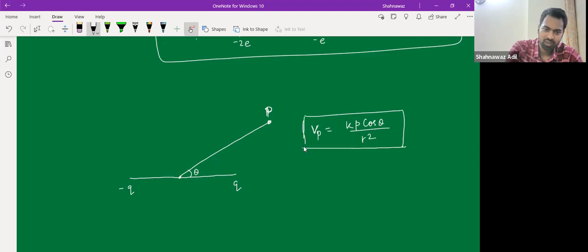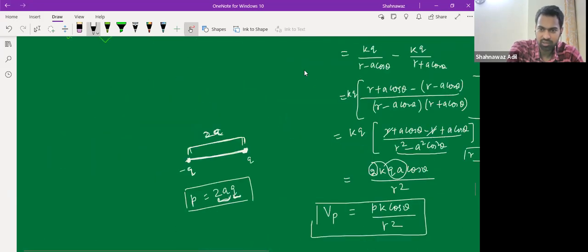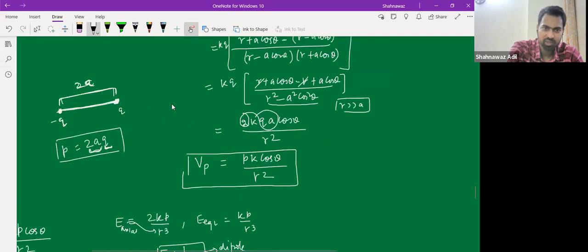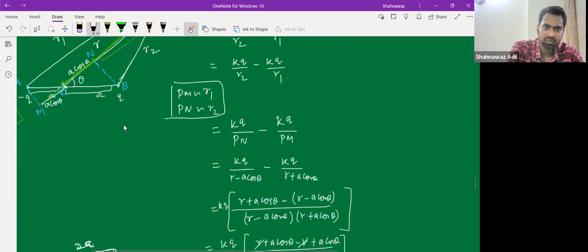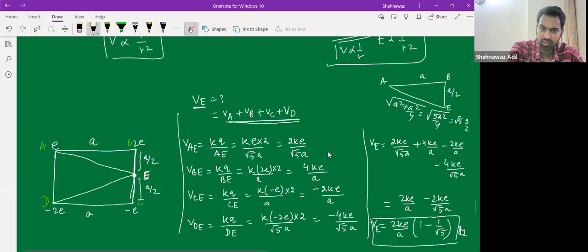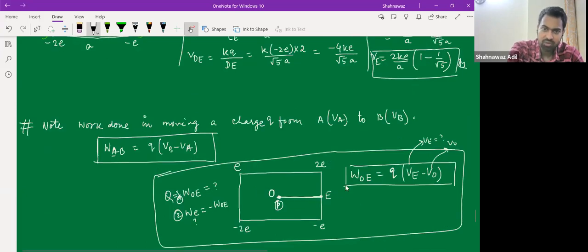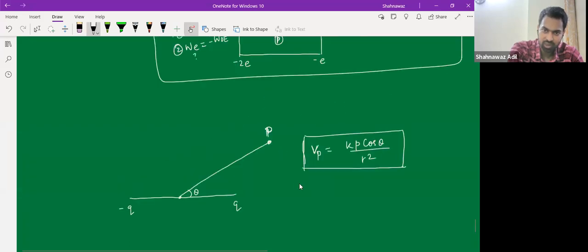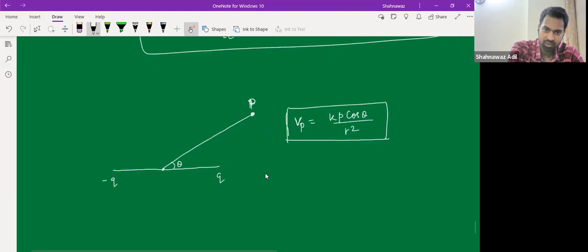Yes, sir, this is the formula. So just remember this derivation. We derived this one in the previous class. Keep revising, otherwise you will forget, because I also tend to forget whatever I've learned. So please revise again and again, repeat. Okay, so this is the potential at this point P.